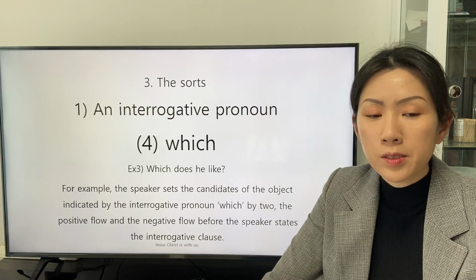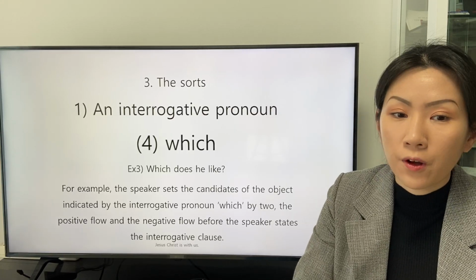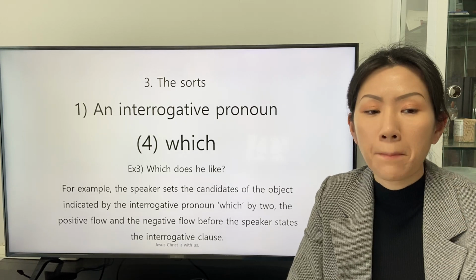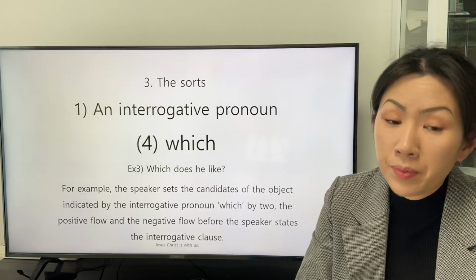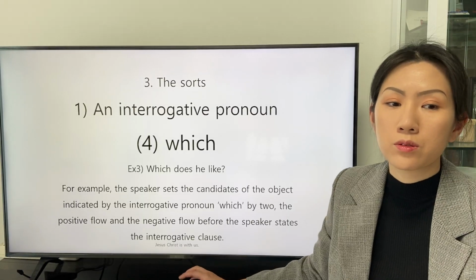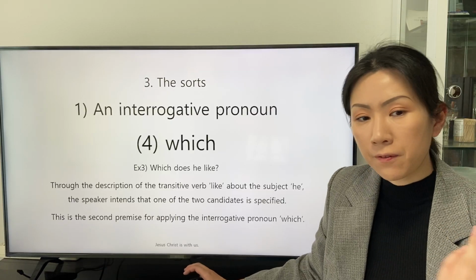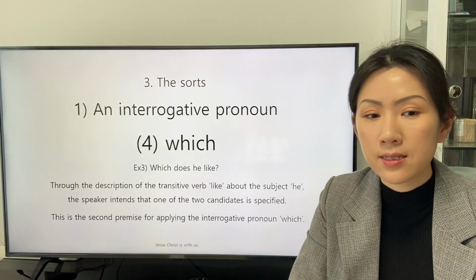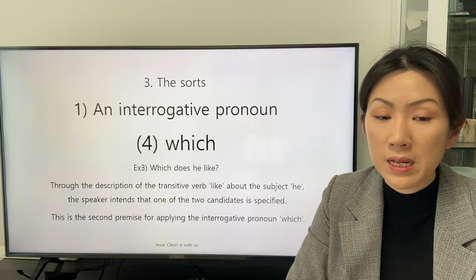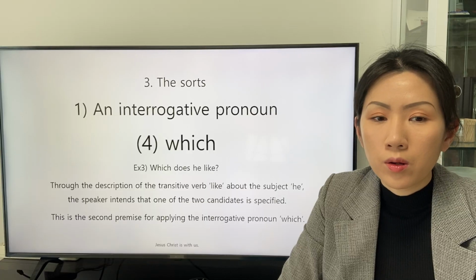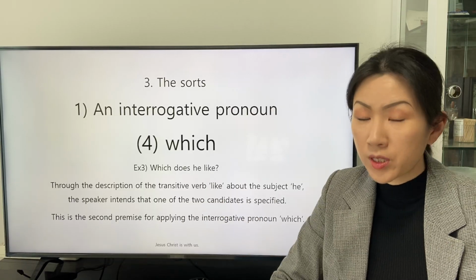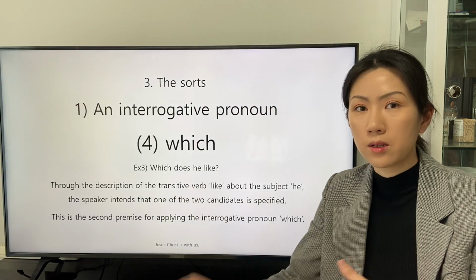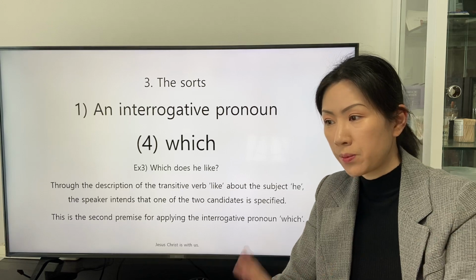For example, the speaker says the candidates of the object indicated by the interrogative pronoun which are two, the positive flow and the negative flow, before the speaker states the interrogative clause. Through the description of the transitive verb like about the subject he, the speaker intends that one of the two candidates is specified. One of the options that the subject he likes is going to be chosen.